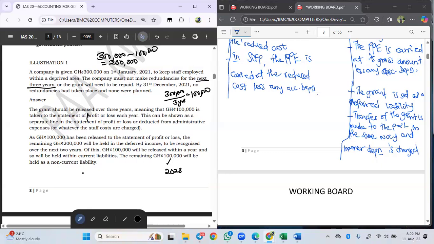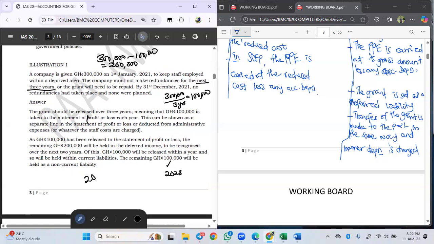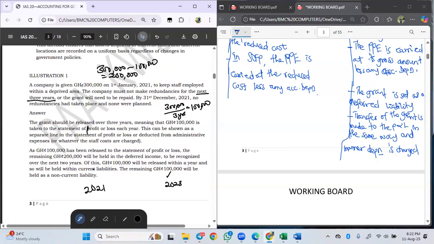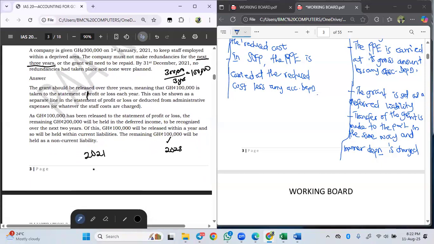So you see what I was explaining. The year in question is 2021. Okay, the whole grant is 300,000. In the year 2021, we will release 100,000 to P&L. So it's left with what? 200,000. Okay, it's left with 200,000. Now, out of this 200,000, 100,000 will be released in what? 2022. Then the remaining 100,000 will be released in what? 2023.